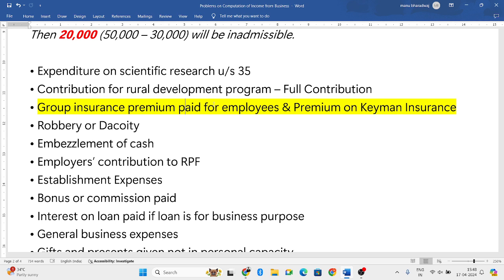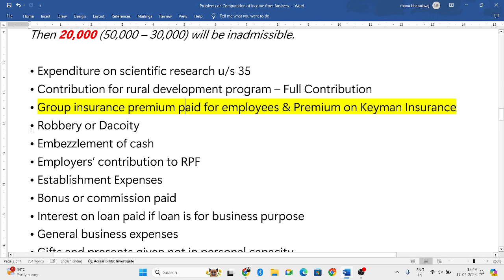Group insurance if taken, it is admissible. Life insurance means taking it for one individual, that is personal, that is not given as an allowed deduction. But group insurance, whatever you have paid, that is admissible. You can show it as an expense. But life insurance, you cannot show it as an expense.